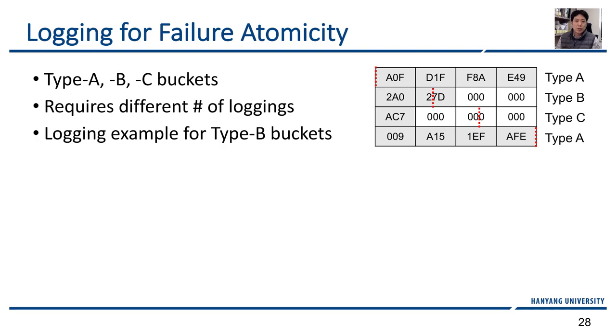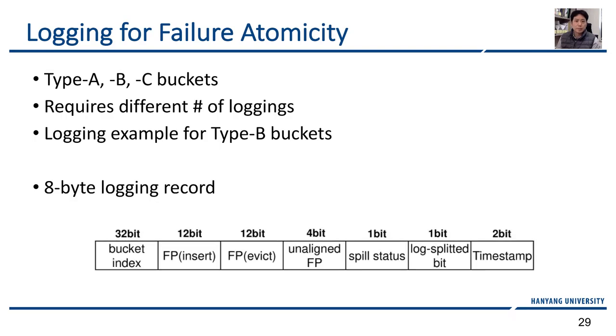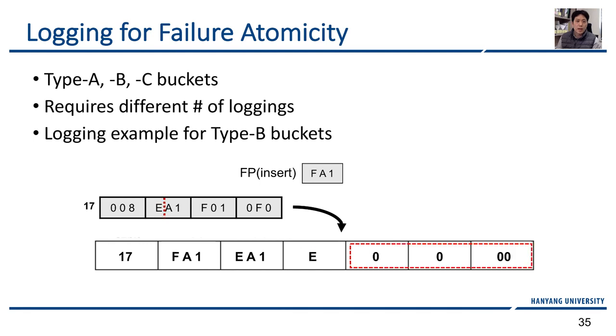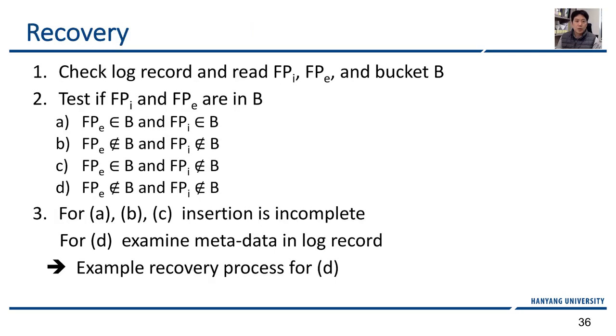Here we give an example of logging for type B buckets. For more details, please read our paper. We use 8-byte log record to store bucket index, fingerprint to insert, and fingerprint to evict, and other information. When we insert a new key, as in this example, we log bucket index, fingerprint to insert, fingerprint to evict, and unaligned fingerprint fragment, and other information of the bucket. With this log record, we recover if a failure occurs.